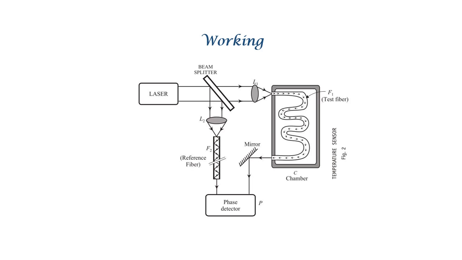The phase detector measures the difference in phase between the two beams that enter into it. First, calibration is made by noting down the phase difference delta phi for different temperatures T inside the chamber C, and a graph of T versus delta phi is drawn. Then F1 is placed in the environment of unknown temperature and the corresponding phase difference in the phase detector is noted. Referring to the calibration graph, the corresponding temperature is identified. That's all about using optical fibers as displacement sensor and temperature sensor.